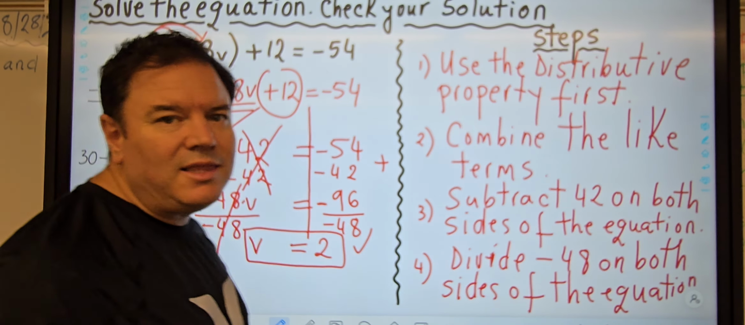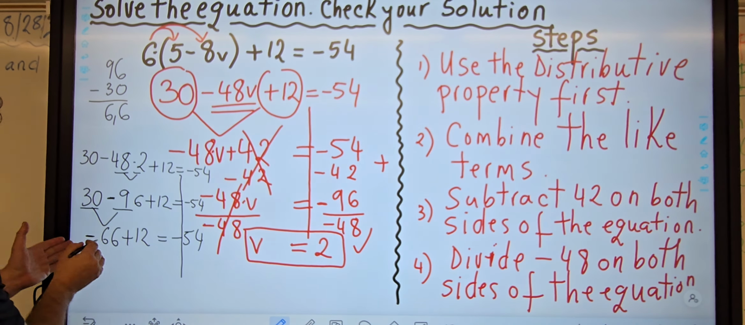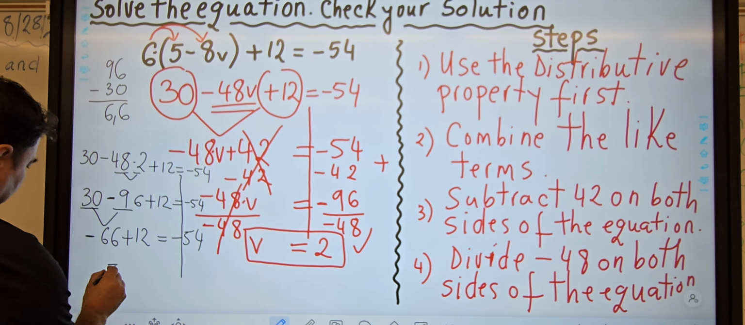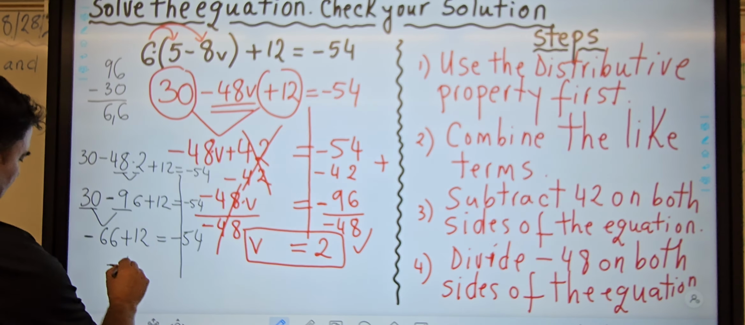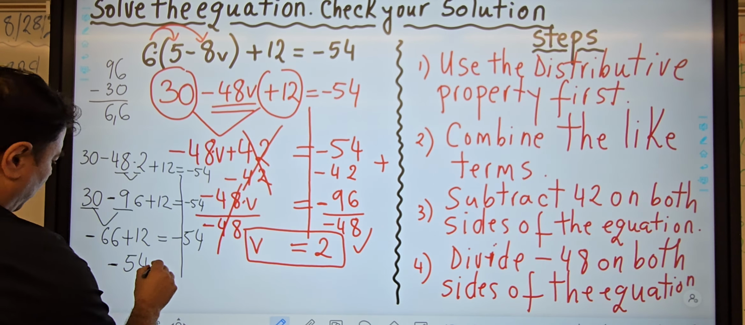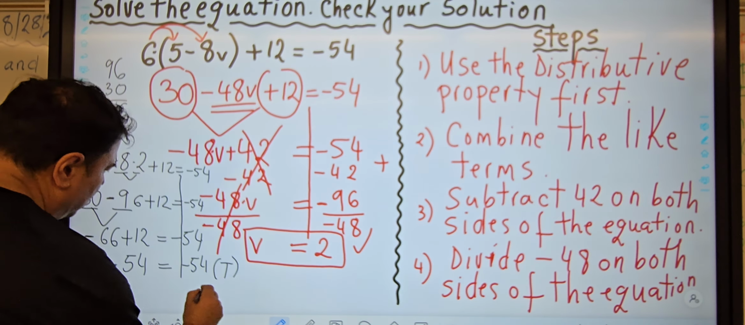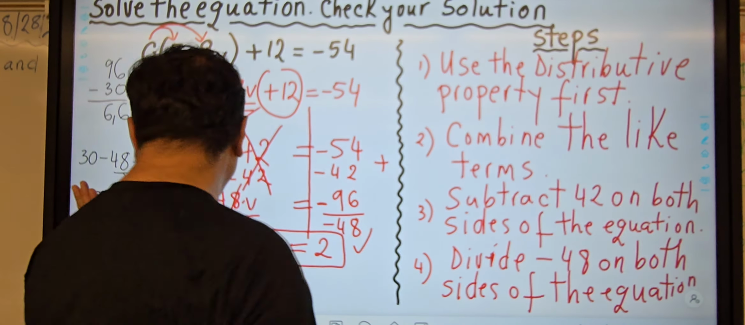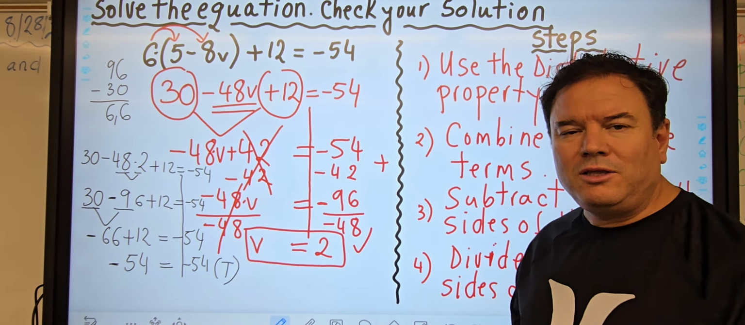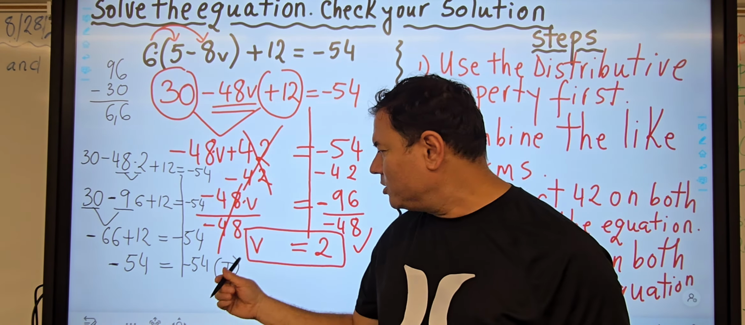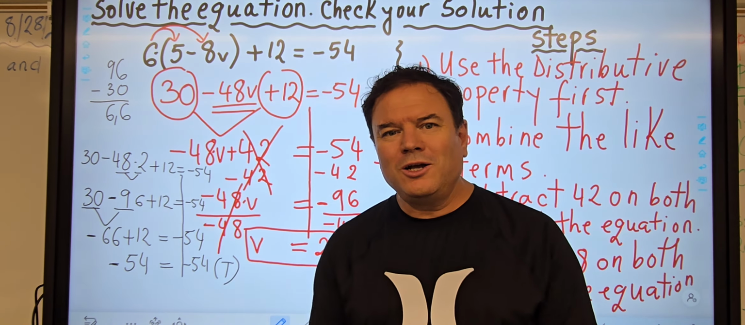Is that the case? And the answer is yes. Because negative 66 plus 12, again, negative 66 is more negatives. So the answer is going to be negative here, right? And if we take away 12 from 66, we get 54. Negative 54 equals negative 54, and we get a true statement. I apologize for having to write this smaller, but you got the idea, right? We were able to get a true statement. Therefore, v equals 2 is the solution to our equation.